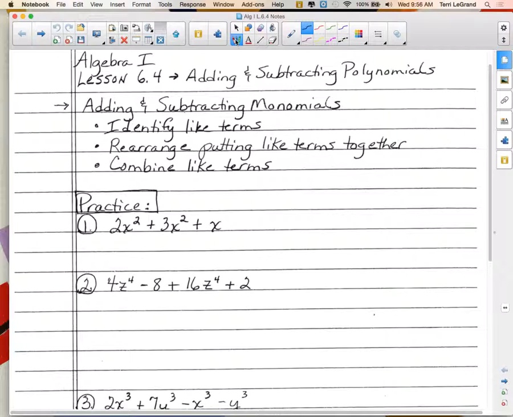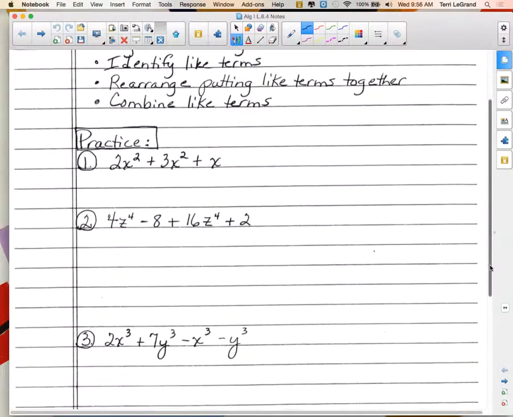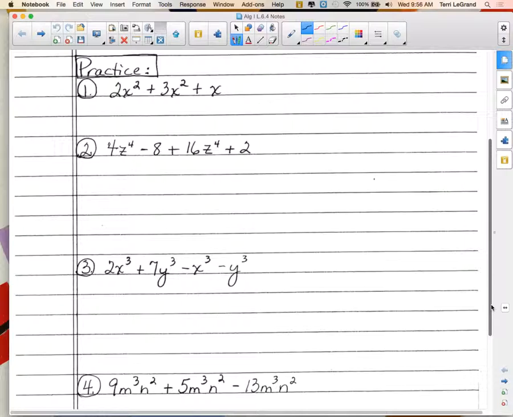Okay, so when we're working with monomials, first thing we're going to do is identify like terms. We're going to rearrange, putting those like terms together. And as we're rearranging them, we're also going to think about standard form. And then we're going to combine like terms and see if we need to clean up our answer. Okay? So let's start with this first one. We have 2x squared plus 3x squared plus x.